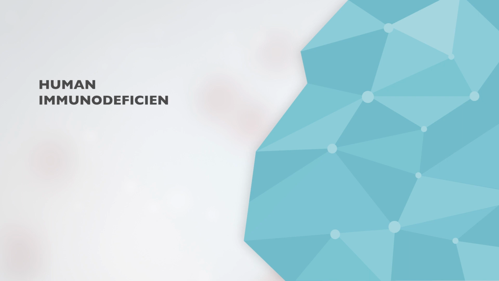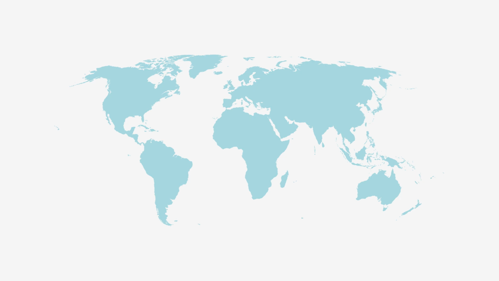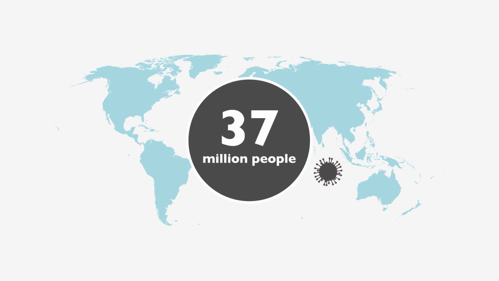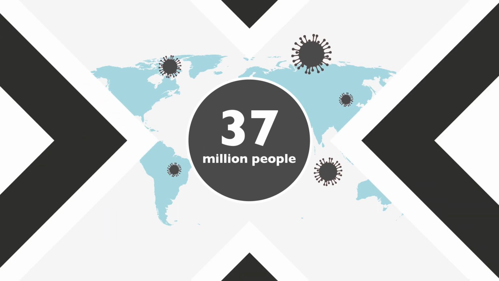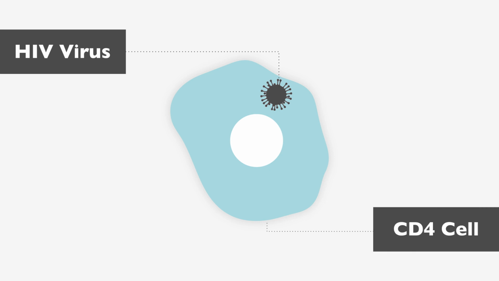Human immunodeficiency virus comorbidities. How lipid homeostasis alterations lead to cardiovascular and neurological disorders. Over 37 million people worldwide are infected with human immunodeficiency virus, HIV. The virus replicates by entering immune cells, particularly CD4 plus T cells and macrophages, and multiplying inside them.